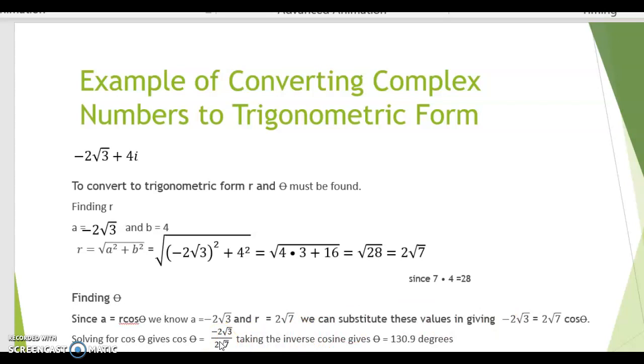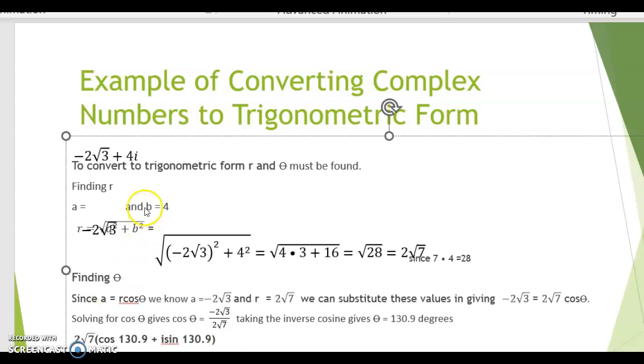And then, of course, to find the angle measurement, the value of theta, we must take the inverse function. So with your calculator, take the inverse cosine of -2 times the square root of 3 over 2 times the square root of 7. We're in degrees, so make sure your calculator is in degrees, for a final answer for theta of 130.9 degrees.